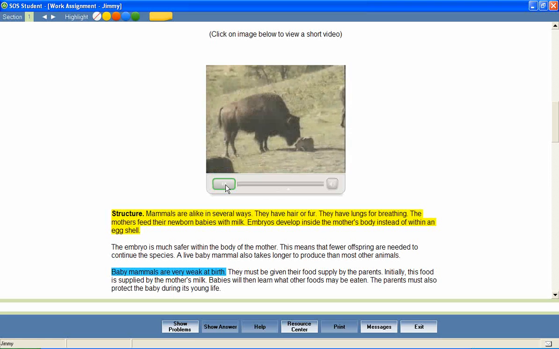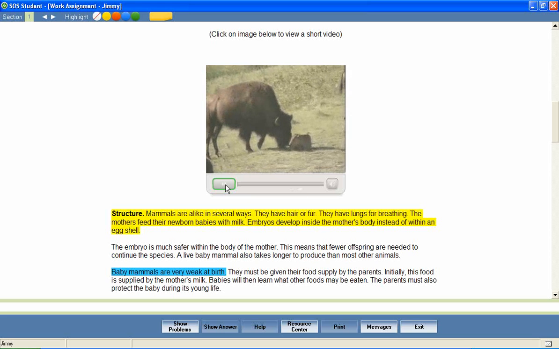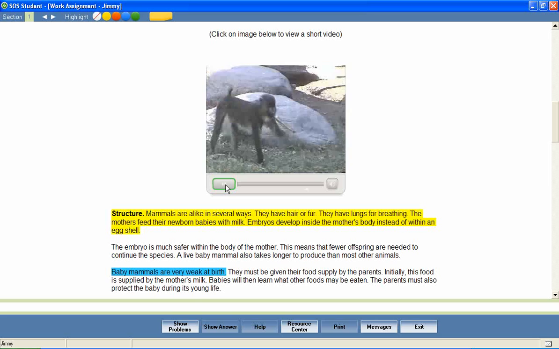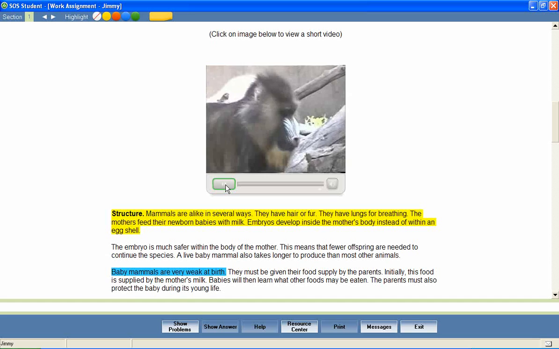All mammals bear their young live as opposed to laying eggs. In addition, mothers feed their newborns milk from their own bodies. Mammals also are covered with either fur or hair, and they breathe through lungs.